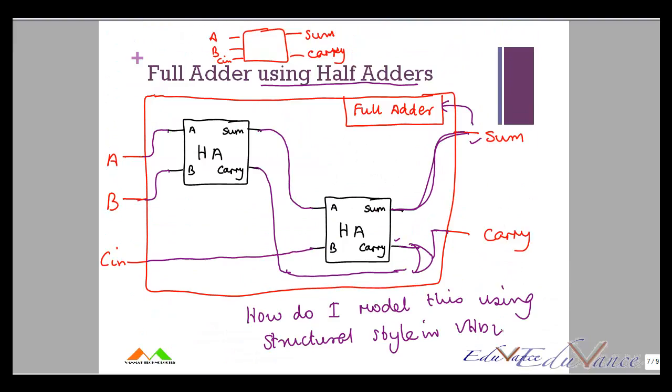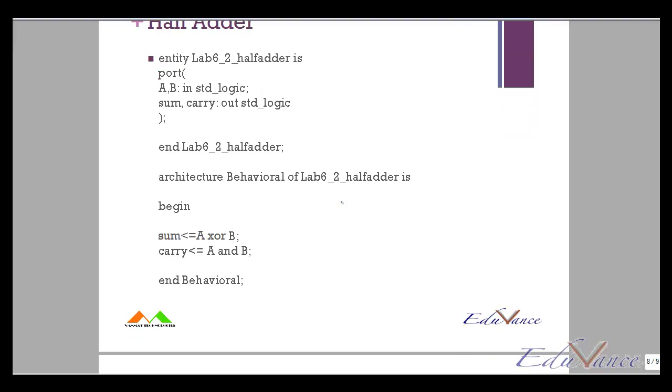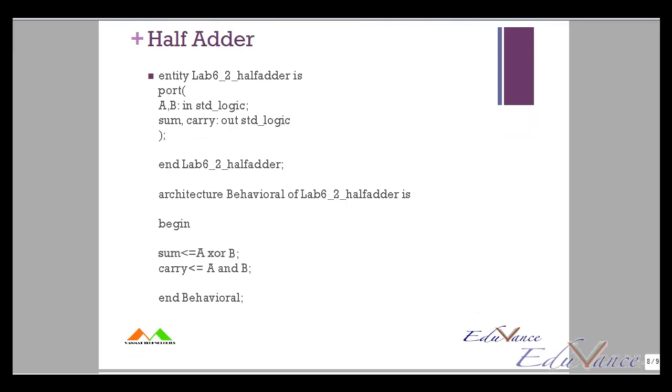First, obviously, I have to specify the VHDL code for the half adder. So let's look at the VHDL code for the half adder. First, I specify the entity. I specify the ports A, B, which are inputs of the type standard logic. The outputs are sum and carry of the type output and standard logic. It's very simple. Sum is A XOR B and carry is A AND B.